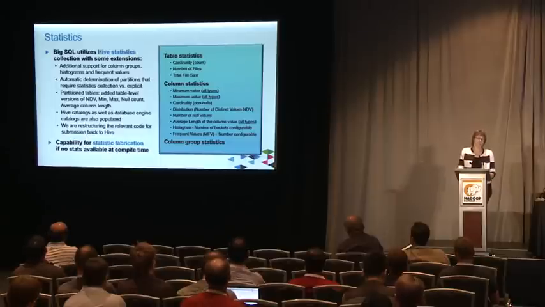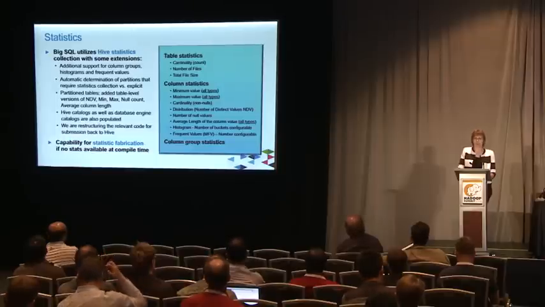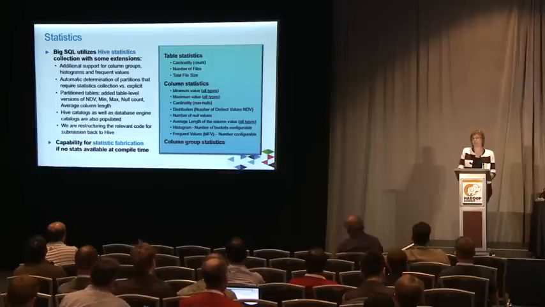For example, we introduced column group statistics. So if you have a table that has cars and you have make and model, having column group statistics between those will help us decorrelate those types of queries because we will know that every model only belongs to a particular make.